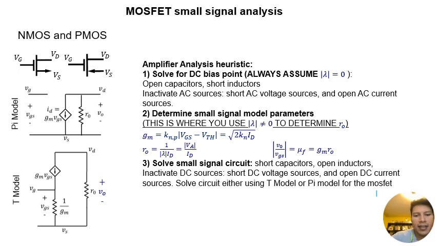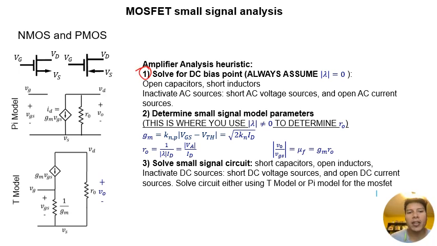And this particular slide summarizes all of the steps. And we're going to go over a number of examples applying this small signal analysis so that you actually learn how to use it. So in particular, what we're going to do is first, we're going to solve for our DC bias point.